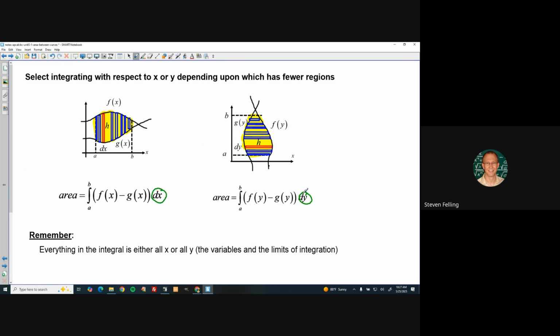Now, once you decide to make that decision, once you've set this, then everything in here, these functions, can only contain x's, and these values are x values. If you decide that you're doing a horizontal type rectangle, this is a y. This only contains y's, only y's, and these are y values. So the entire integral is one variable or the other. You can't have mixtures of variables.